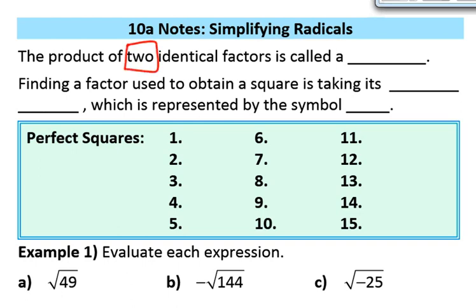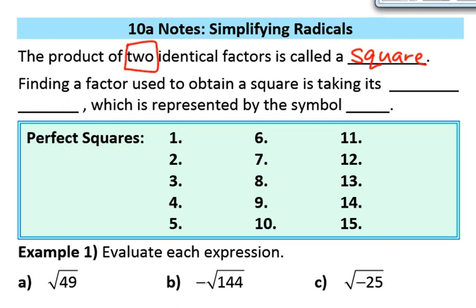So if you're multiplying the same thing by itself, this is called a square. We've done this before, so like 2 times 2 is 4, 3 times 3 is 9. So 2 squared is 4, 3 squared is 9, so that's called a square.